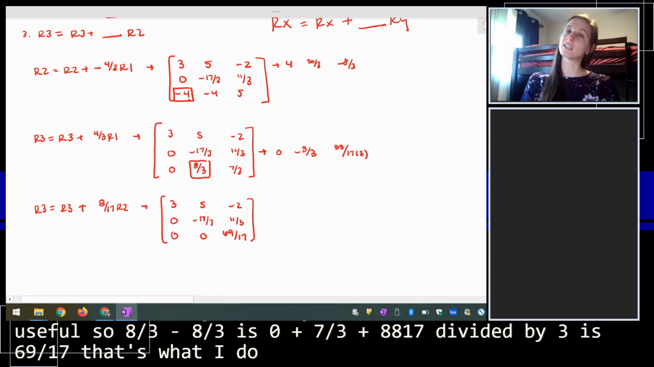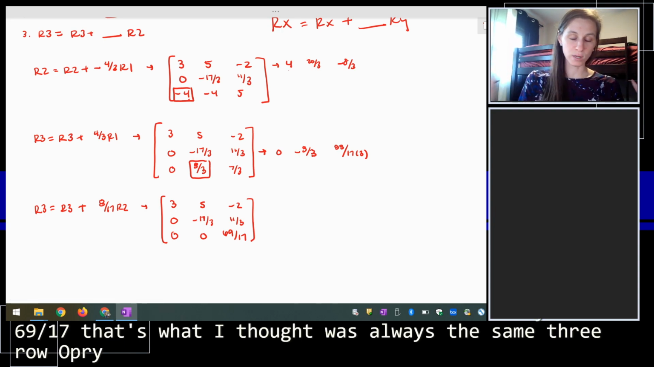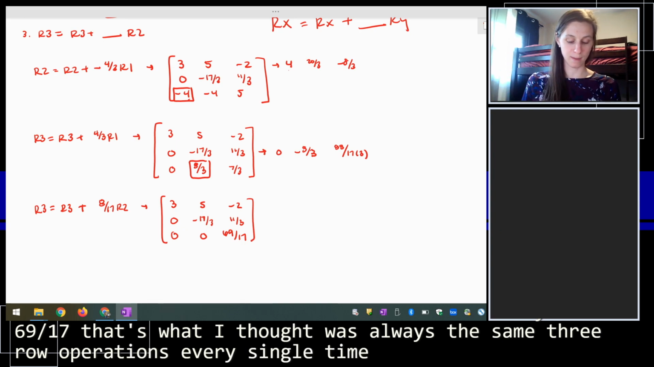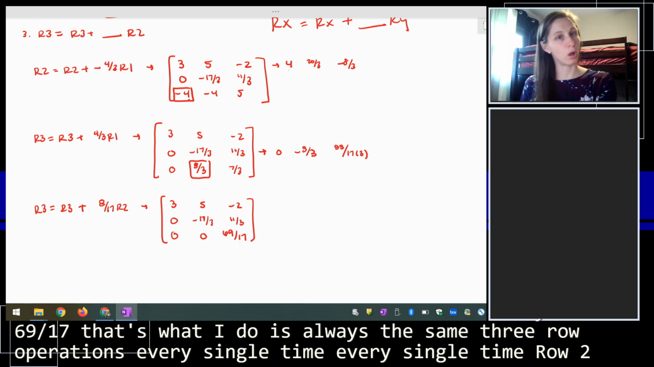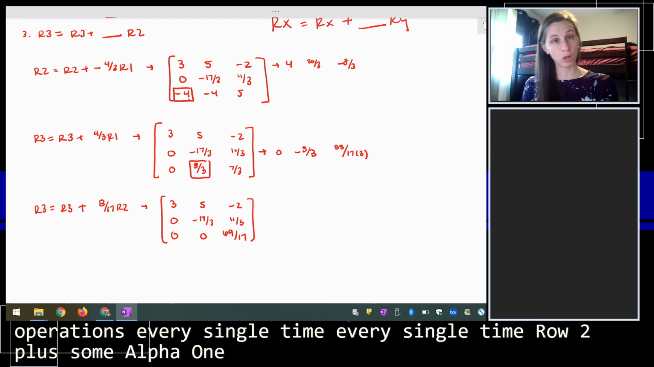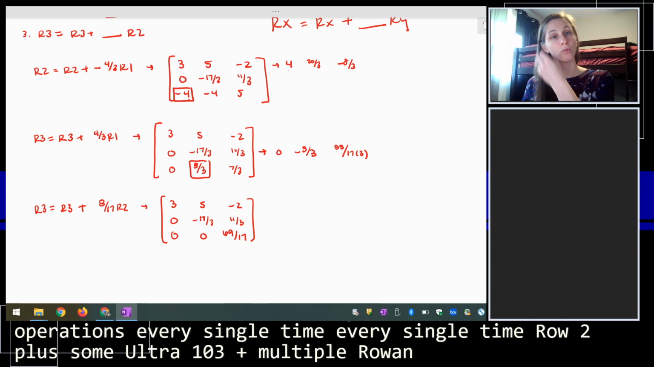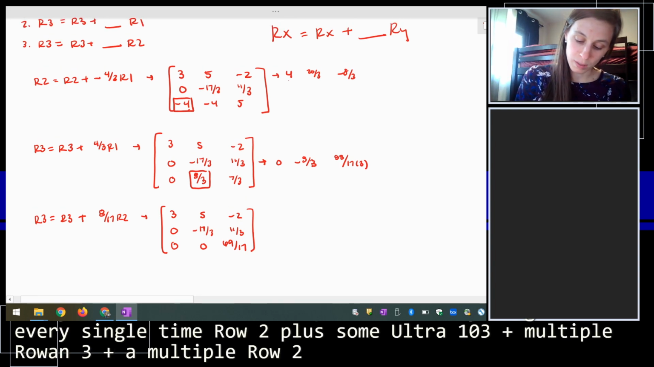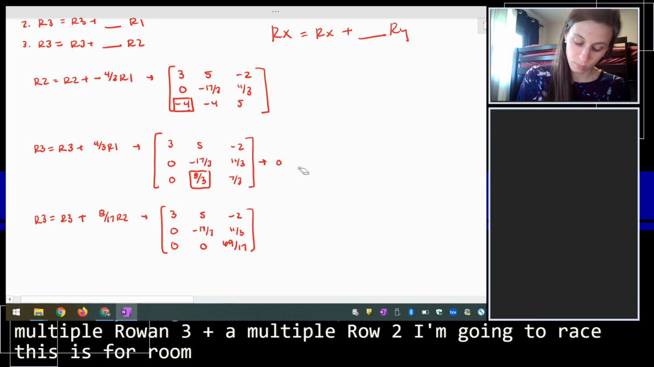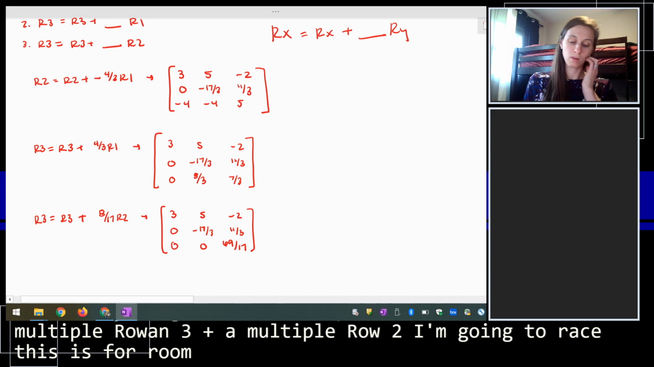So it's always the same 3 row operations every single time. Row 2 plus some multiple of row 1. Row 3 plus some multiple of row 1. Row 3 plus some multiple of row 2. I'm going to erase this just for room. Clean it up a little.